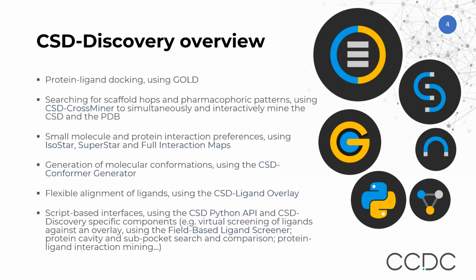You can do protein ligand docking using GOLD. Searching for scaffold hops and pharmacophoric patterns can be done using CSD CrossMiner in order to simultaneously and interactively mine the CSD and the PDB. You can explore small molecule and protein interaction preferences using ISOSTAR, SuperStar, and full interaction maps.